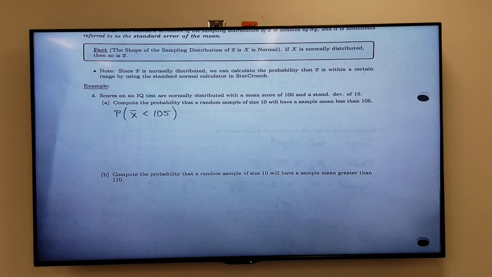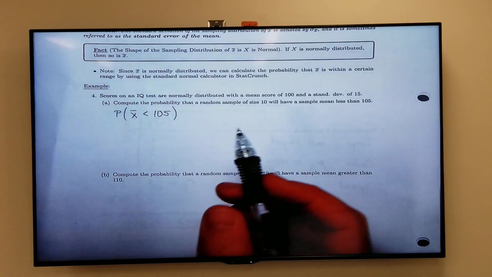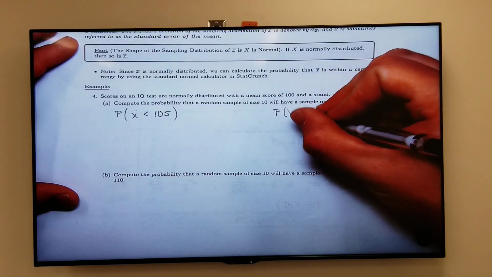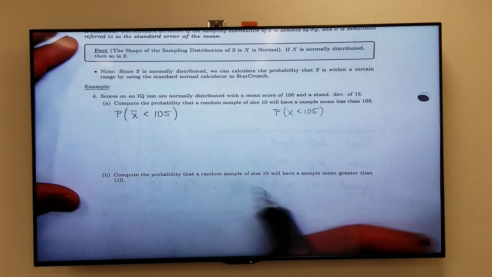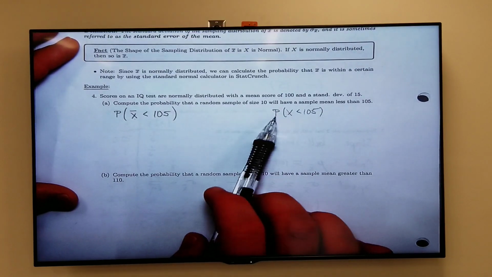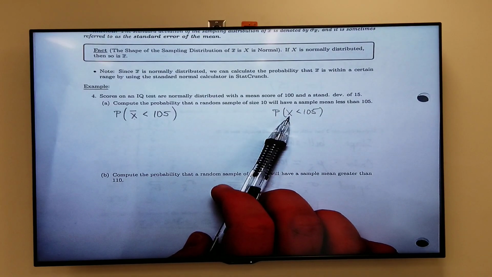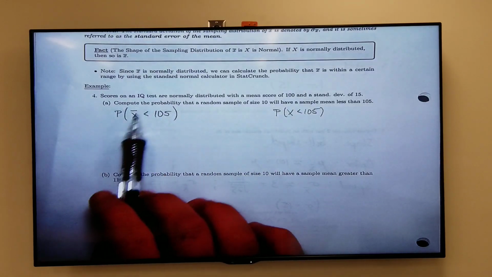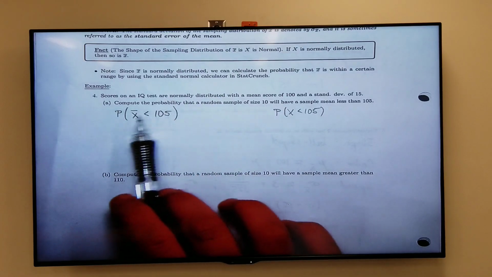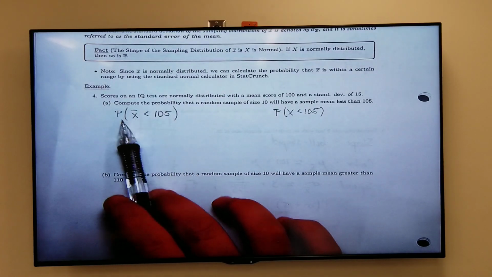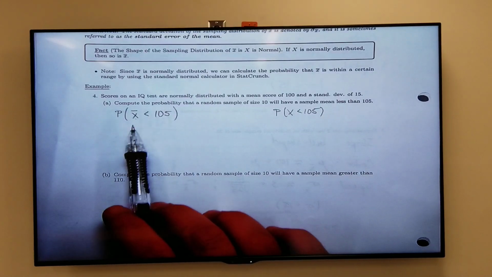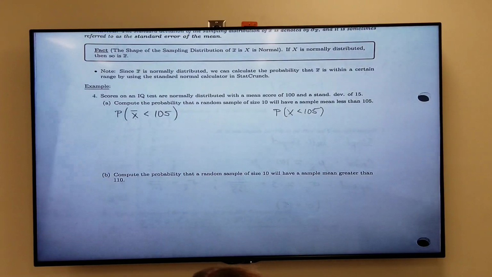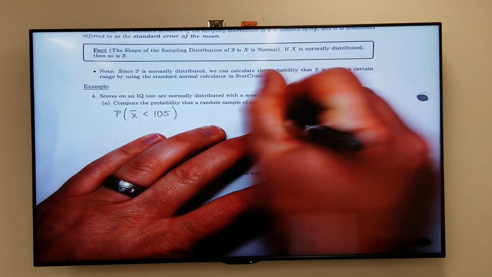Okay. I'm being very intentional with the symbols that I use. And I want you to do the same. So notice that I'm not writing probability x is less than 105. This has a completely different meaning, right? This is like the probability that if you randomly choose one person, what's the probability that their IQ is less than 105? This one is saying if we randomly select a sample of 10 people, what's the probability that their sample mean is less than 105? And maybe I'll compute both of these in StatCrunch just so that you can see the difference. But let's answer the question at hand first, right?